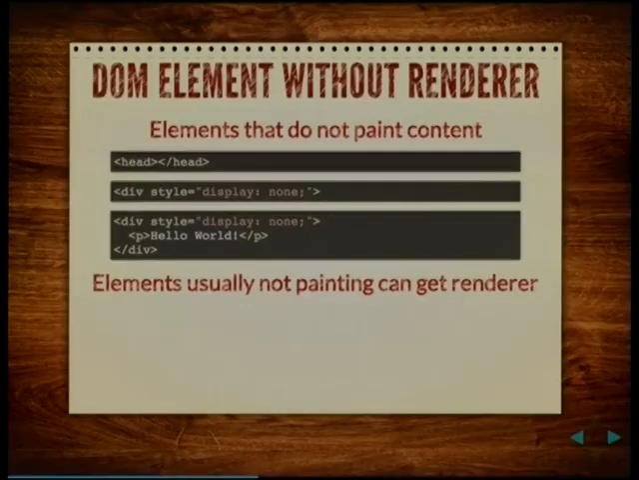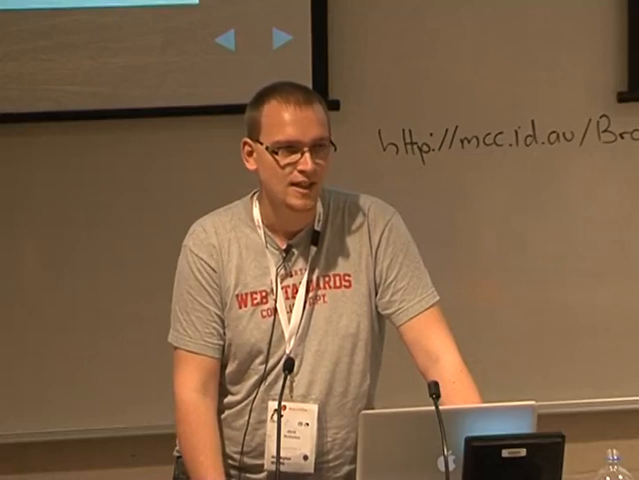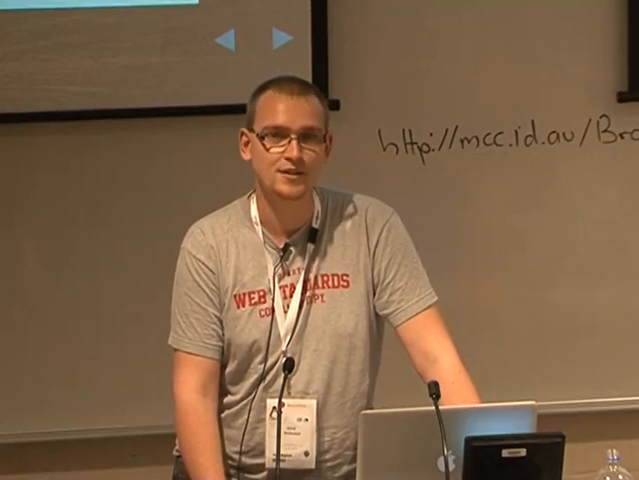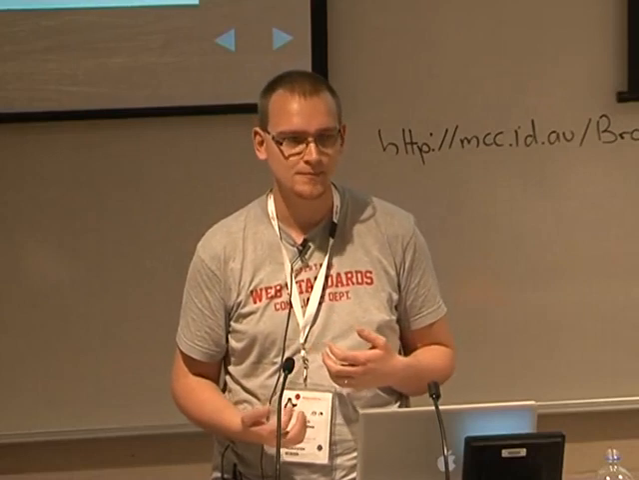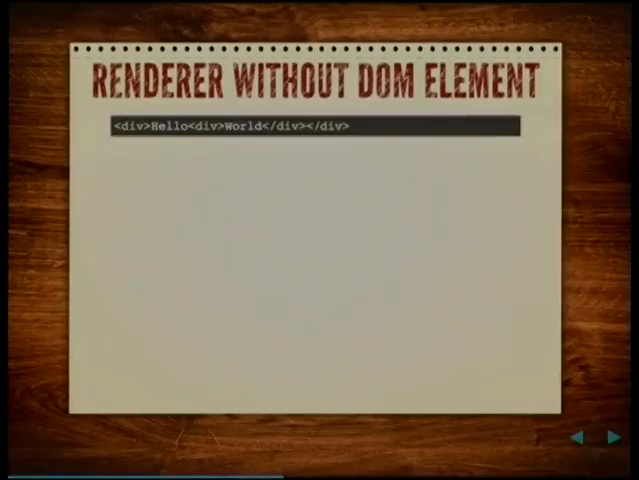So, elements usually not painting can get rendered. Here's one element: the script element usually does not get rendered. So why would you need to render a script element? But it is styleable, and with certain styles, you can actually make it render. With this example, you make the script element behave like a pre element, and it actually gets displayed in the web page itself. So that's how some elements can certainly get a render object, even if they don't get one in real life.